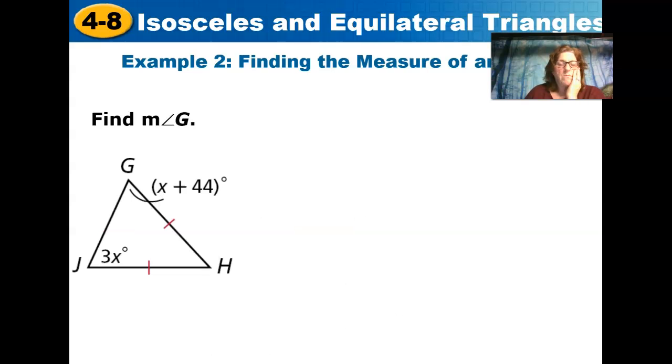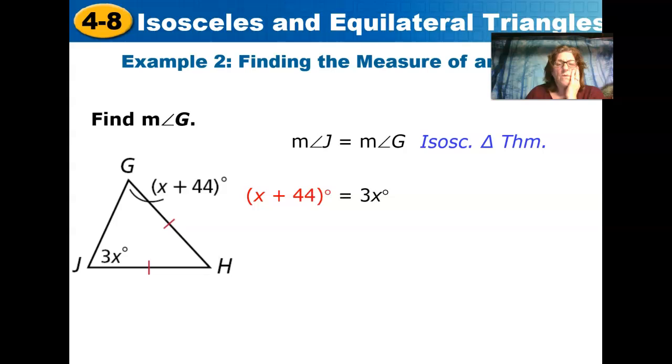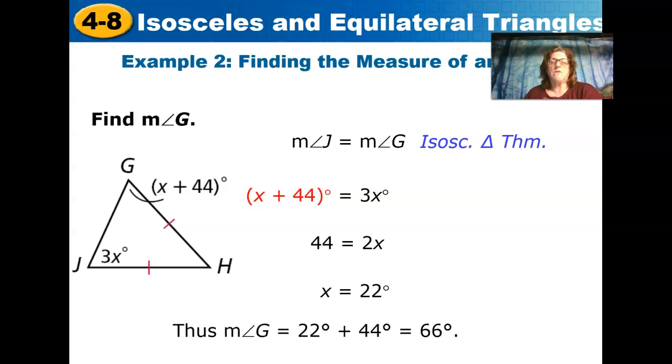In the next problem, again, we have two sides congruent, which means that the base angles are congruent. So we set this 3x equal to x plus 44. Everybody go ahead, solve for x, and find the measure of the angle. Come on back. Hopefully you found that x was 22 and the measure of the angle is 66.